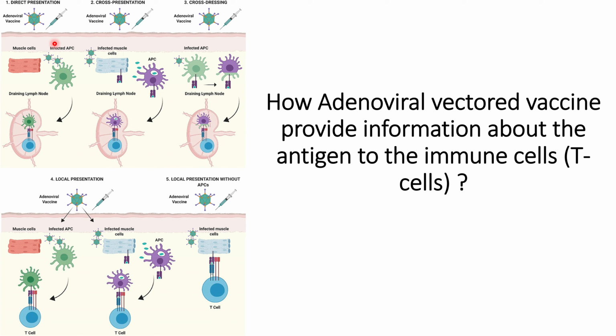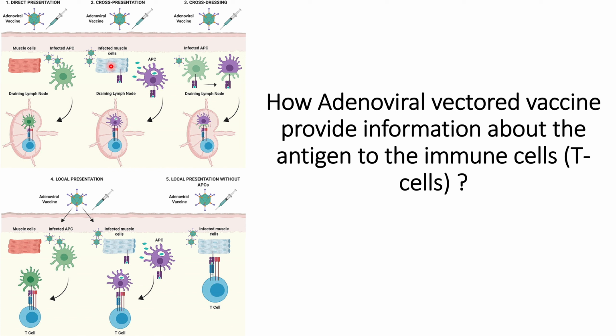However, it is not always the case. Sometimes other ways also occur through which antigen information is provided to the immune cells. So next one is this cross presentation. In this case, the adeno-associated virus infects the muscle cells, and through phagocytosis the antigen presenting cells get the information about the antigens that are enveloped in this adeno-associated virus, and thereafter these antigen presenting cells move into the draining lymph node, and then provide information to the immune cells through this major histocompatibility complex. So this is known as cross presentation.